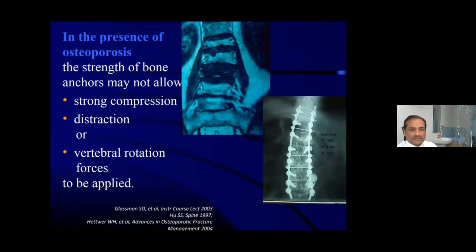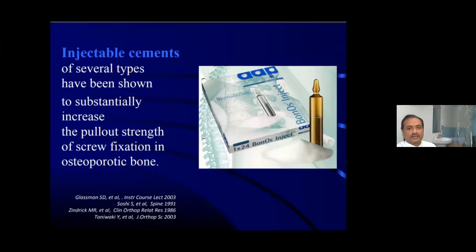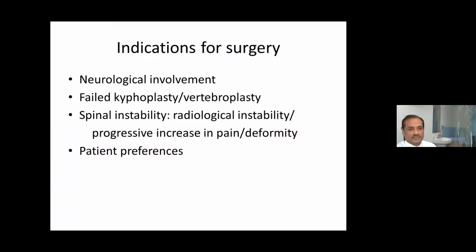And the big challenge in these patients with osteoporosis is the limited strength of the bone and the bone implant interface. The anchors may not be able to allow strong compression, distraction, or rotation once in place to correct a deformity. So to aid it, different kinds of cement can be useful to improve the pull-out strength in these patients.